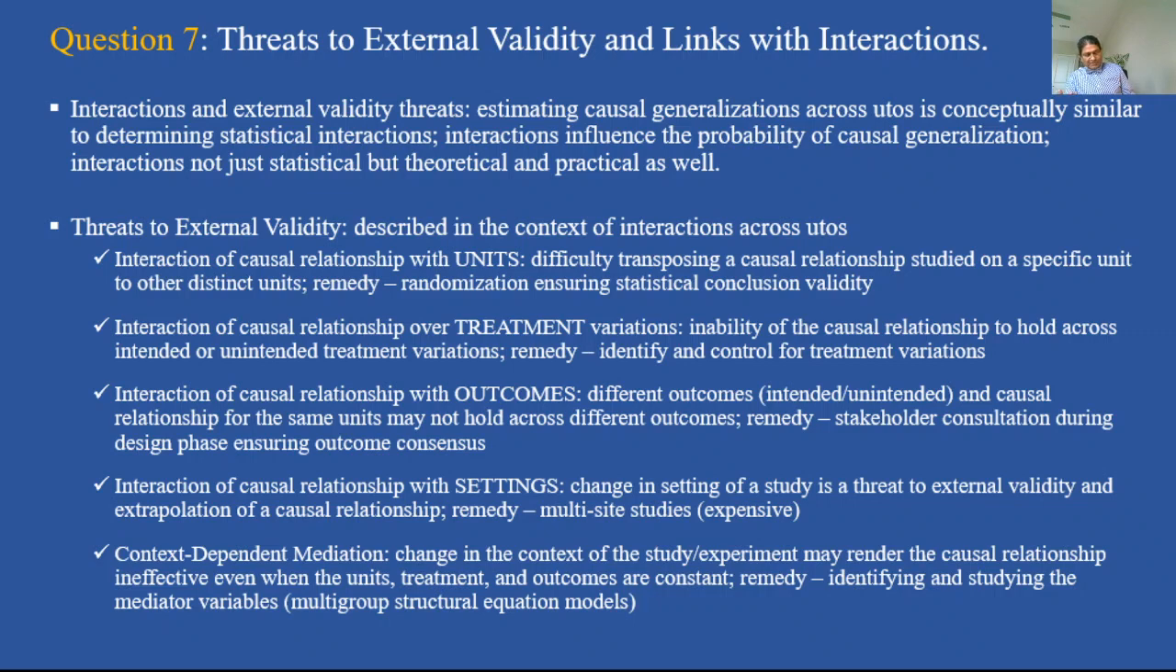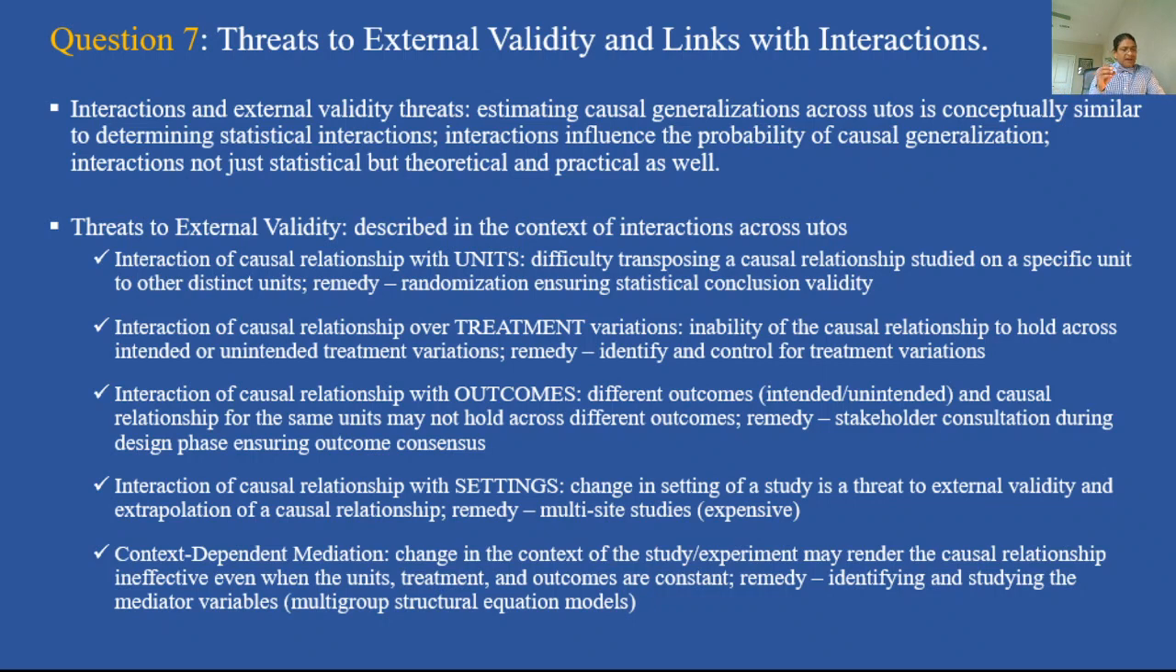Threat number three the book talks about is interaction of causal relationship with outcome. So we've seen causal relationship with units and treatment. Now let's see the outcomes. We know that there are usually multiple outcomes in a study. Very rarely will there be a single outcome; even if that is intended, there will be multiple other outcomes. Some are intended, as I mentioned, and some can be unintended. And some treatments will have a positive impact on one outcome, negative on another, or no impact on some outcome.